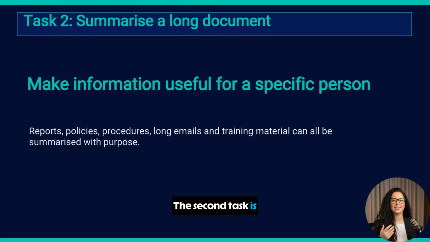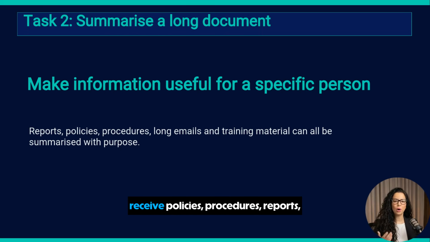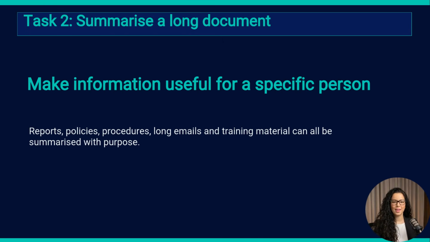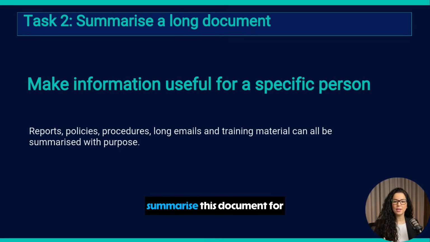The second task is summarizing long documents. At work, you may receive policies, procedures, reports, meeting notes, or very long emails. Many people ask ChatGPT to summarize the document, but that is often too general. A better instruction is, "Summarize this document for a busy manager. Provide 5 key points, 3 risks, any deadlines, and the actions the manager must take." This turns the summary into a decision tool.